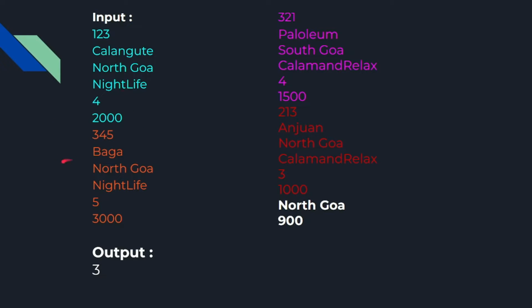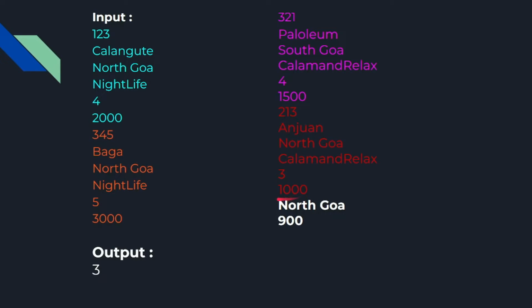Then we'll come to the second object and we'll see, is its location North Goa? Yes. And is its average visitor count greater than 900? Here it is 3000, so yes, it is greater than 900. We will also add the second object to the ArrayList. Then we'll come to the third object and check, is its location North Goa? No, so we will not check further. Then we'll come to the fourth object and check if the location is North Goa, yes, and the count is greater than 900. Yes, here it is 1000, which is greater than 900.